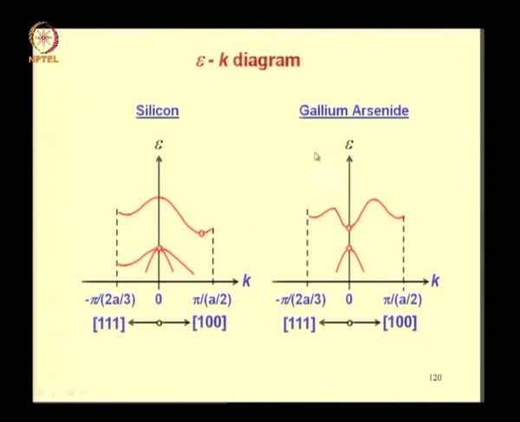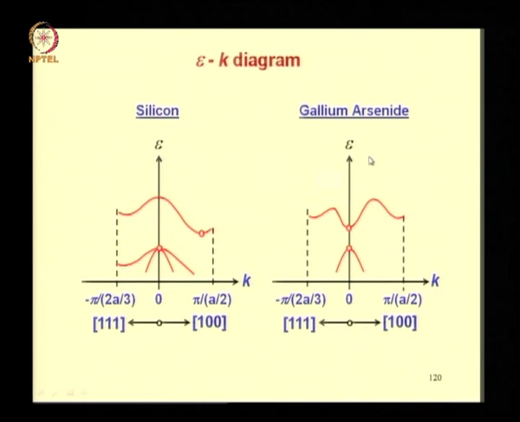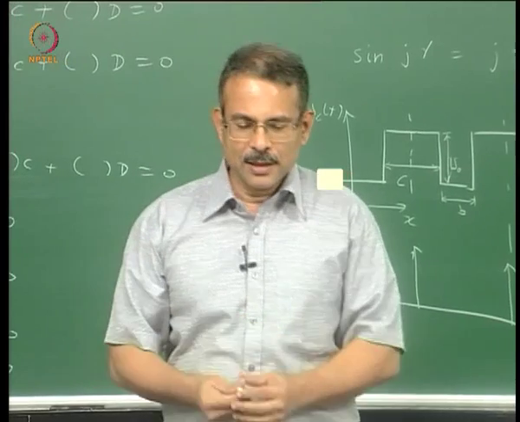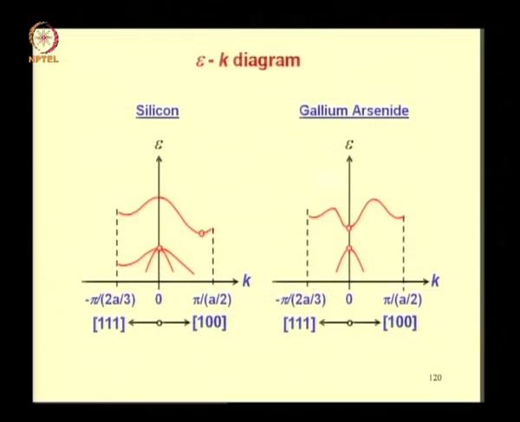Now compare the Ek diagram of silicon with that of gallium arsenide, where your crystal potential is different, right. So if you do a numerical calculation for the crystal potential associated with gallium arsenide, the band diagram which results looks something like this.